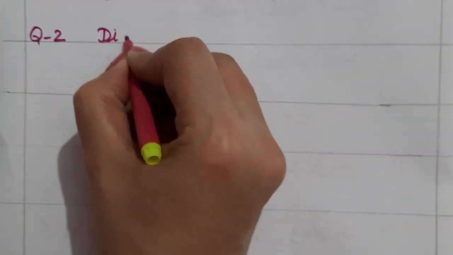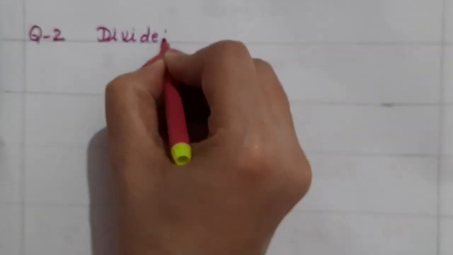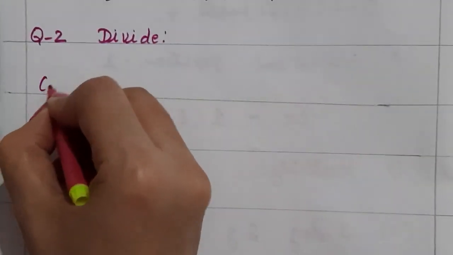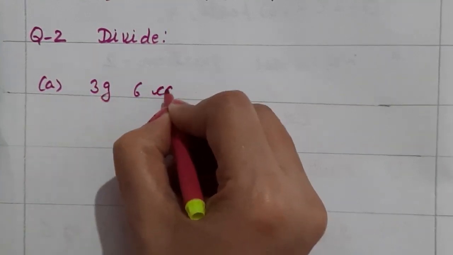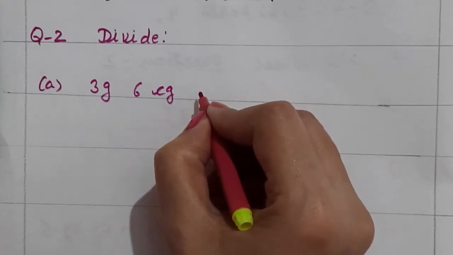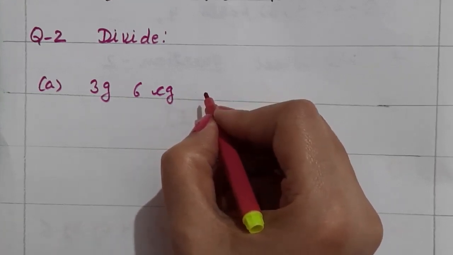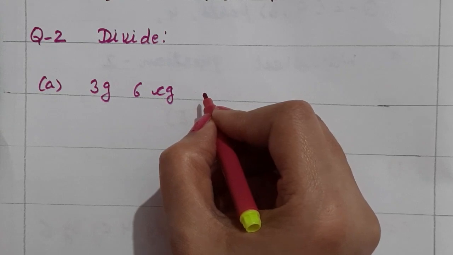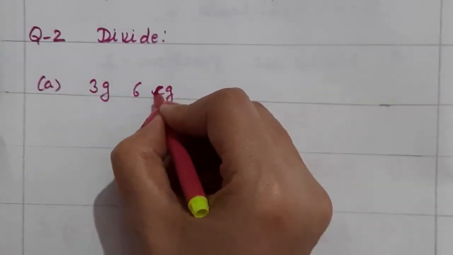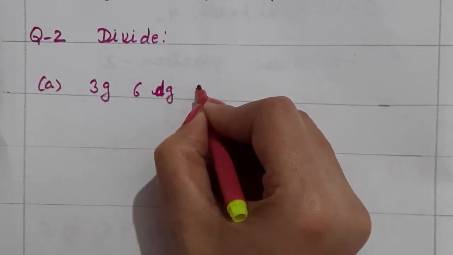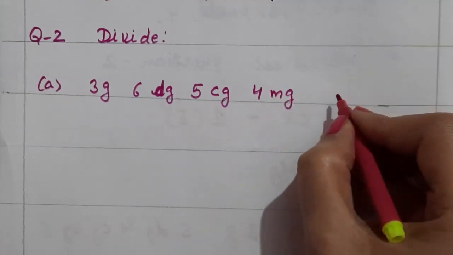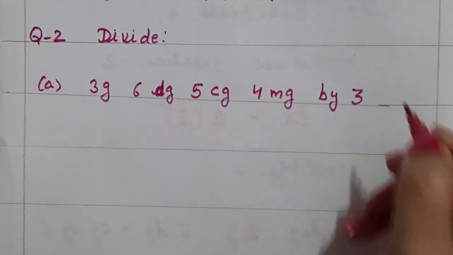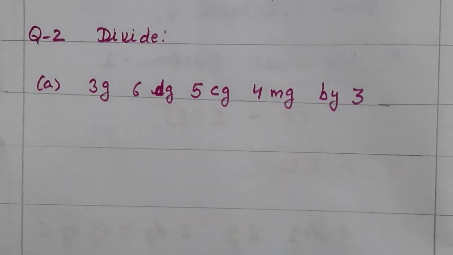Now we will start question number 2. Divide. A part. 3 gram, 6 centigram. Next is 6 decigram, 5 centigram and 4 milligram by 3. Okay.